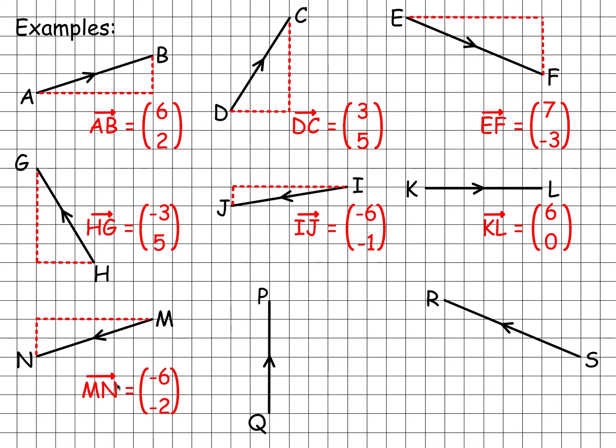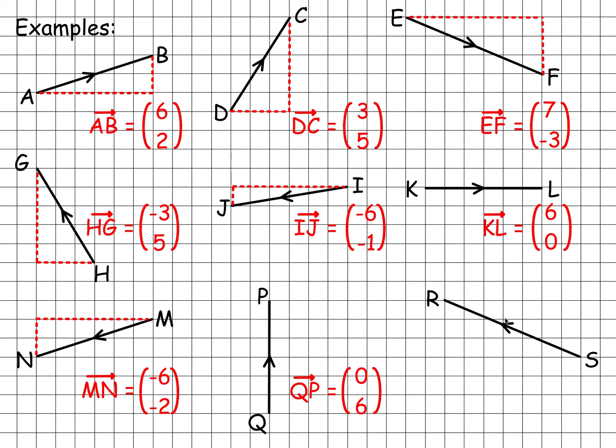And we're going from M to N. Here we're going from Q to P. So it's QP. We're going 0 in the x direction, and we're going up 6. So that's 6 in the y direction. So that's 0 for the x direction, 6 for the y direction to get from Q to P.